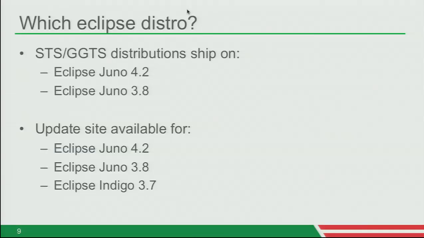Update sites are, of course, our compatibility story. So, of course, you can also use the previous Eclipse version. If you don't want to update to 3.8 or 4.2, you can also go with the Eclipse 3.7 version, the Indigo version, and install STS or GGTS from update sites. That's always there for compatibility. So we now have 3 compatibility update sites: 4.2, 3.8, and 3.7. Don't be surprised. And that will be the same for the next STS version that comes out at the beginning of March, based on the Juno SR2 release. So it will be based on 4.2.2 and 3.8.2.